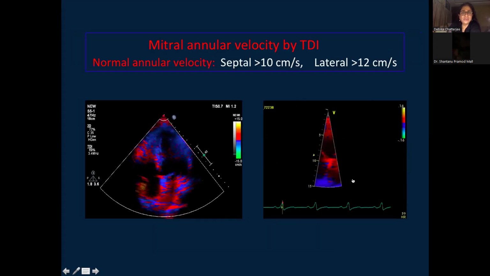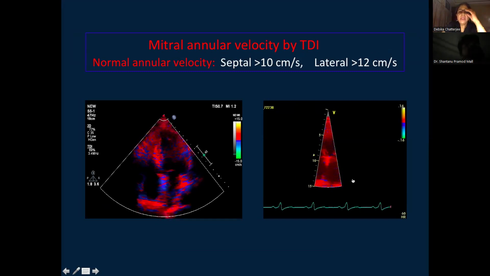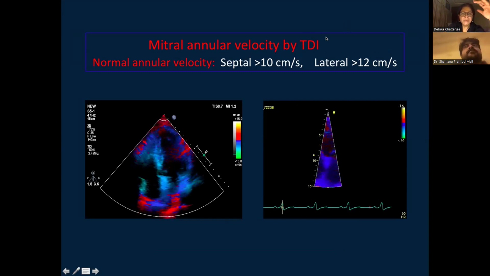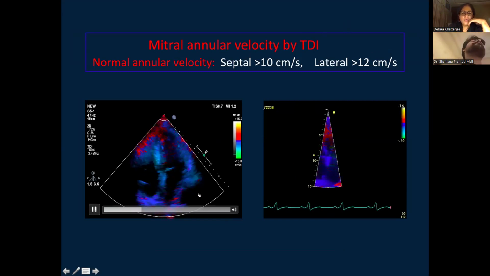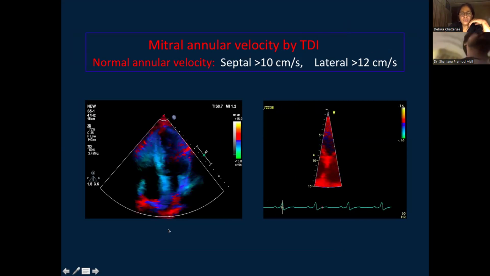Now let us go to the tissue Doppler imaging. So what is the tissue Doppler imaging? So long we were measuring the Doppler velocity of the blood cells. In this TDI, tissue Doppler imaging mode, which every machine has now, we measure the velocities of the tissues.